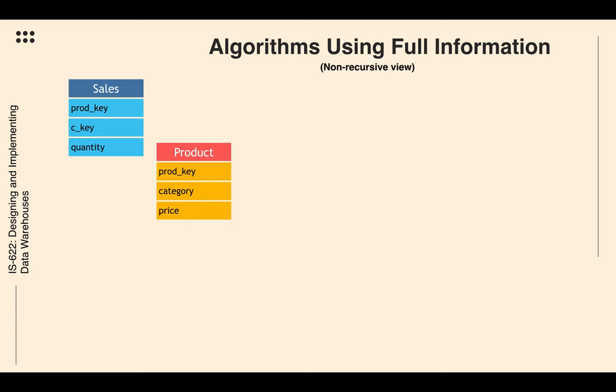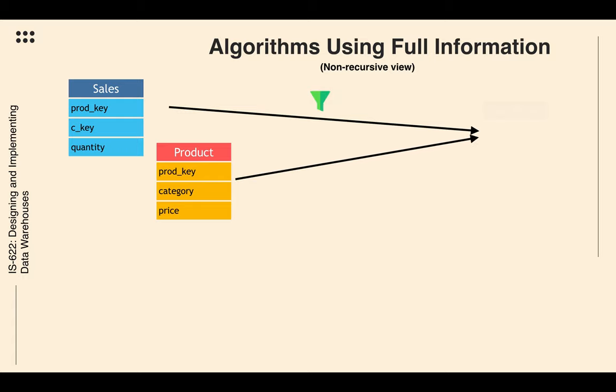Now, we have a product table where we have the product key, which is now the dimension table. If you remember, sales is the fact table, and product is the table that is used for having information about the product. This is the dimension table, and it has the product key, the category of the product, and the price for the product.